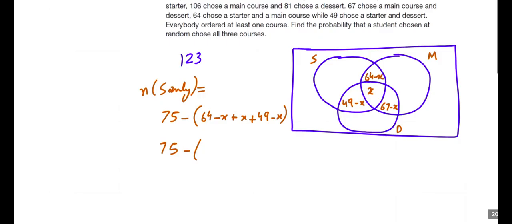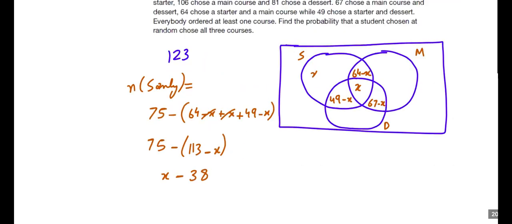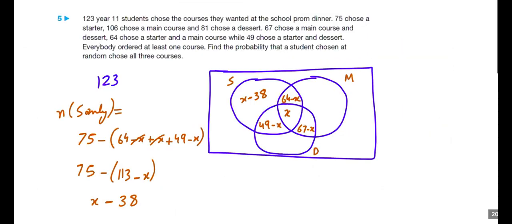It's 113. So 113 minus x, which leaves us with 75 minus 113, which is negative 38, and negative x is this. So we end up with this. This is the number of people in starter only, right? Is this clear so far? Yes. Okay. Let's do a similar exercise for mains.